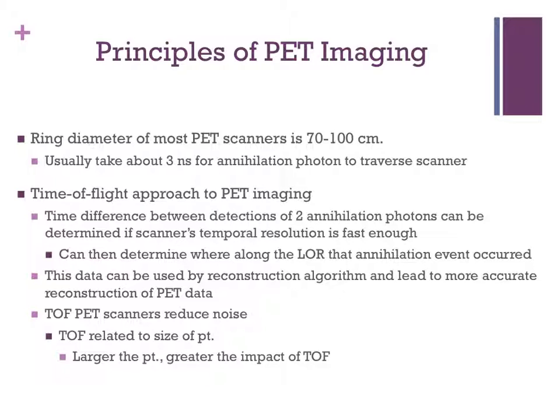If the scanner's temporal resolution is fast enough, an individual might be able to determine the time difference between the detections of the two annihilation photons and tell where along the line of response the event occurred. This approach is referred to as the time of flight. This localization data can be used by the reconstruction algorithm and leads to a more accurate reconstruction of the PET data.